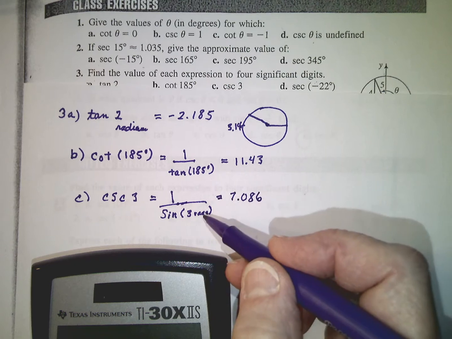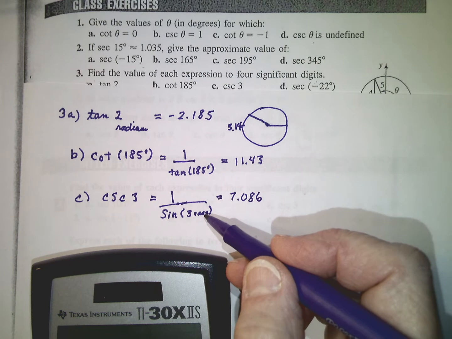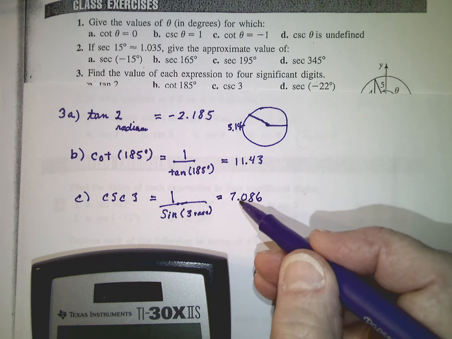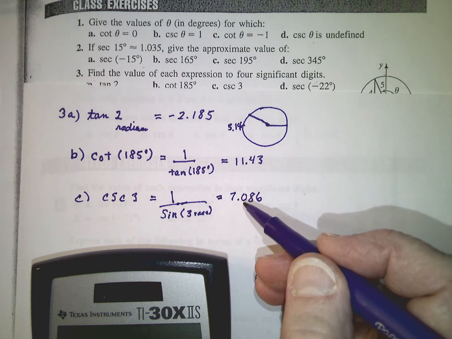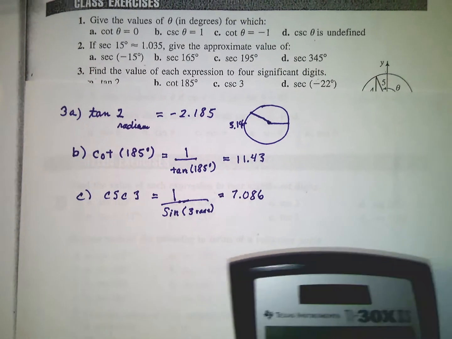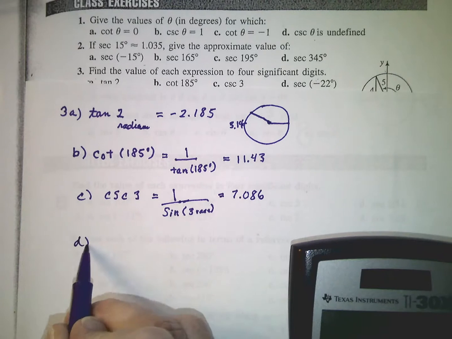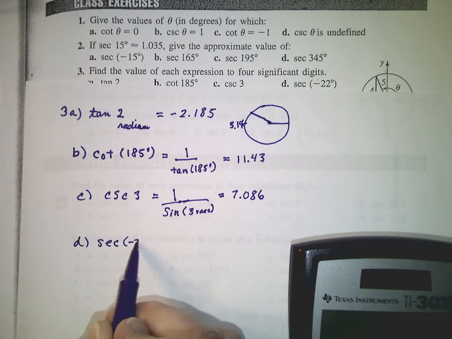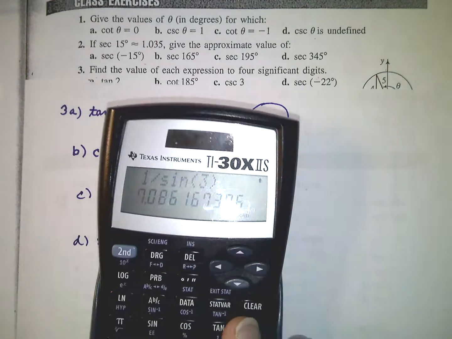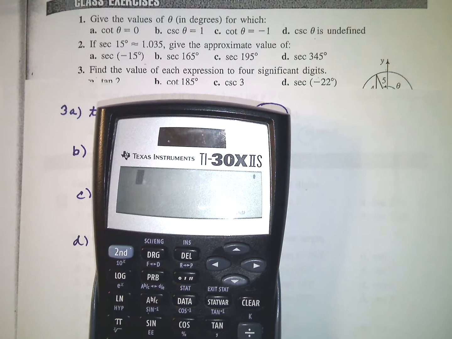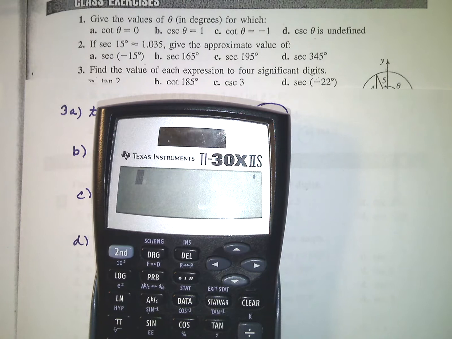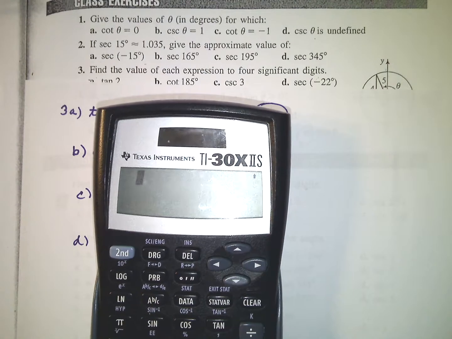Now the sine and cosine values are always between -1 and 1. But when you take their reciprocals, they're going to be bigger than +1 and lower than -1. We got one more problem here we're going to look at. Secant of -22 degrees. Great. Back to degree mode. Okay. So clear. Back to degree mode. The degrees is shown up there.